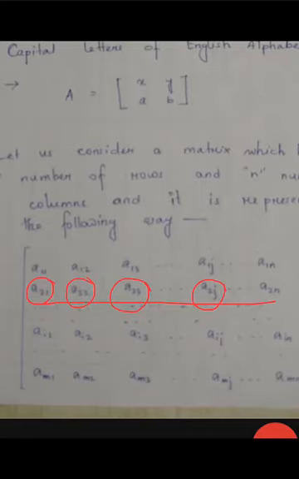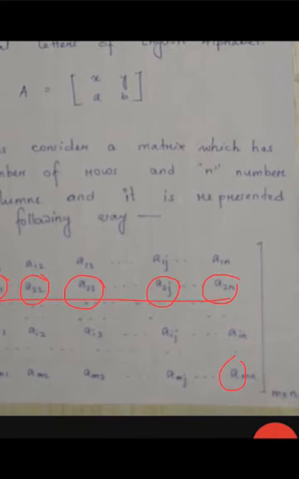the first element of this row and the last element of the same row. Then the last element is A2n. N is the position of the column, and 2 is the position of the row. The same thing goes on up to the last. This is the position Amn. Amn is the position of this element in the mth row and nth column.